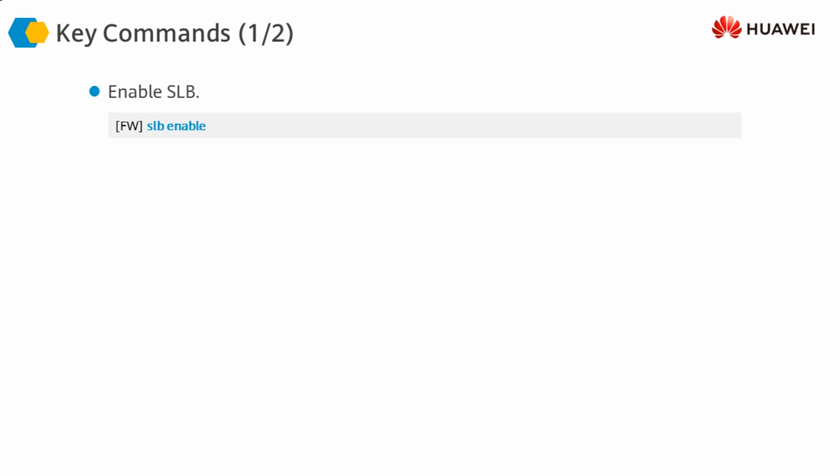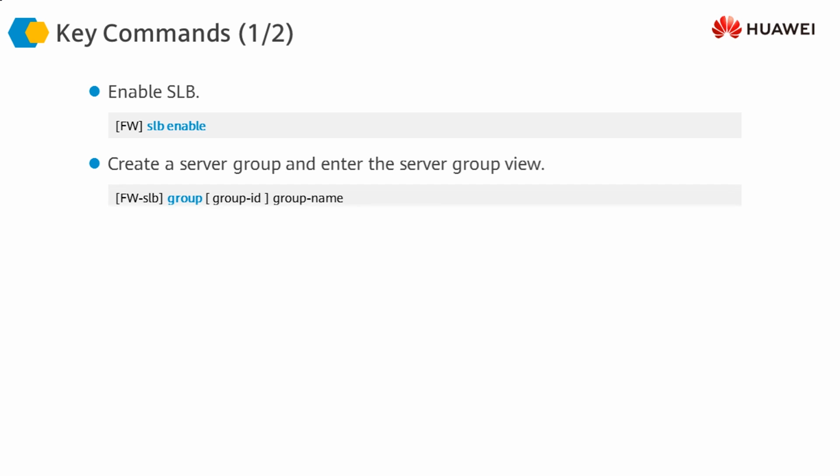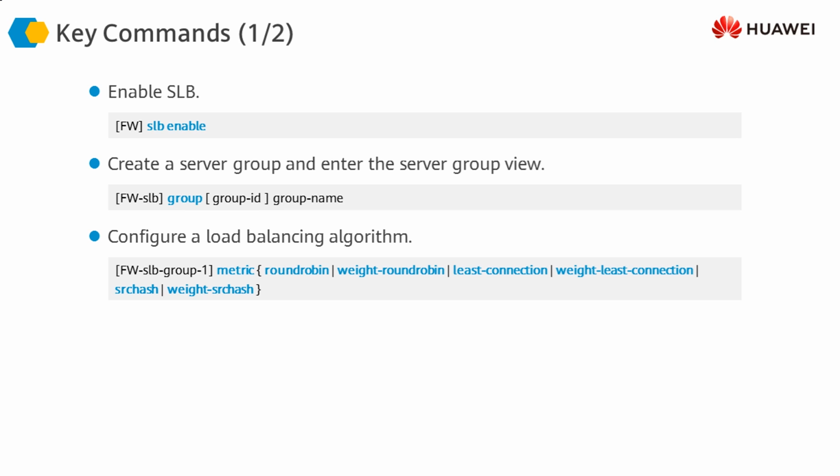First of all, we have to enable SLB by the command SLB enable. Then we create a real server group. By the group command, we give it a group ID and a group name. Once we create this group, we are in the group config mode, group 1. Then we define the load balancing algorithm, either round robin or weighted round robin, least connection, weighted least connection, or we can use the sticky connection or weighted sticky sessions.